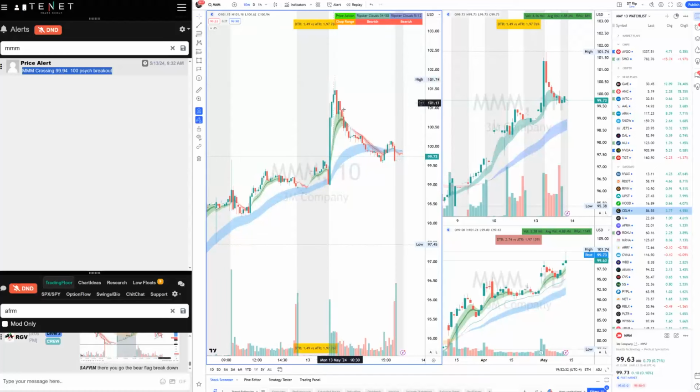Of course, it pushed after 10 a.m. and came all the way back. It could be a decent 5-12 short as well. But the reason I'm pointing it out is the power of the 100 psychological breakout. You see the alert went right in the morning, and if you were able to grab that, that was a nice push there on triple M.